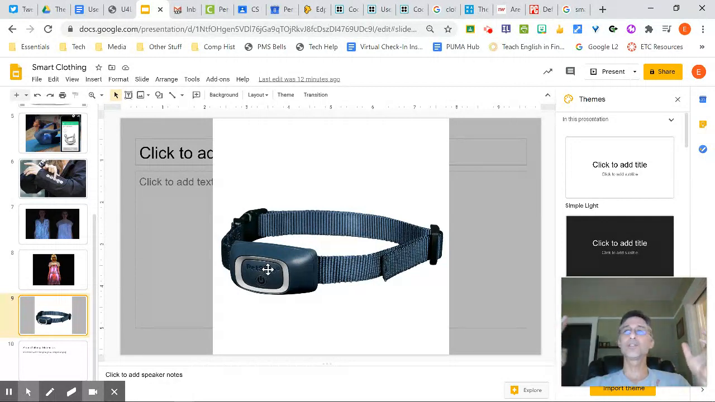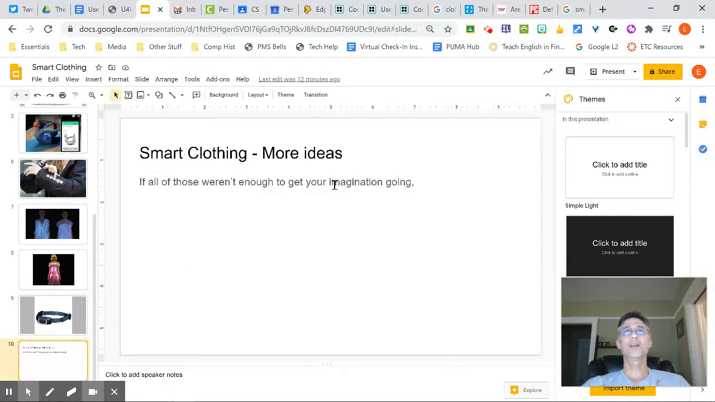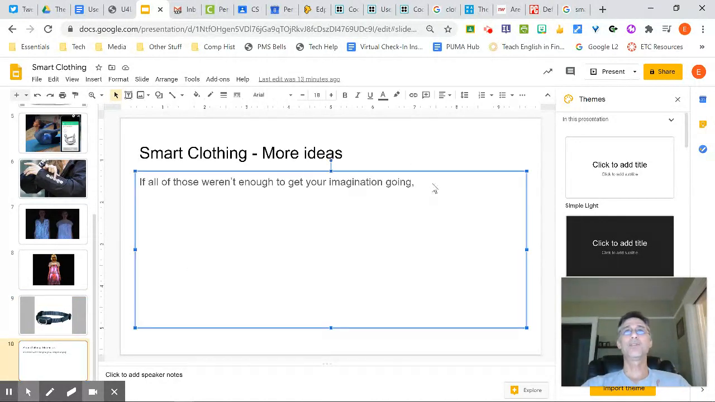So you can see these are some examples of the hundreds of different kinds of examples of smart clothing. If all of this didn't stimulate your creativity or give you some idea what to do for your project, you can go on the internet and do a Google search for smart clothing, okay? So I didn't finish the slide, actually.